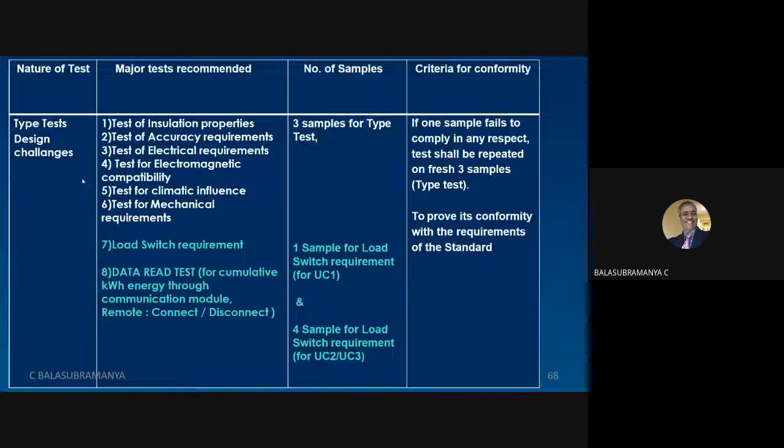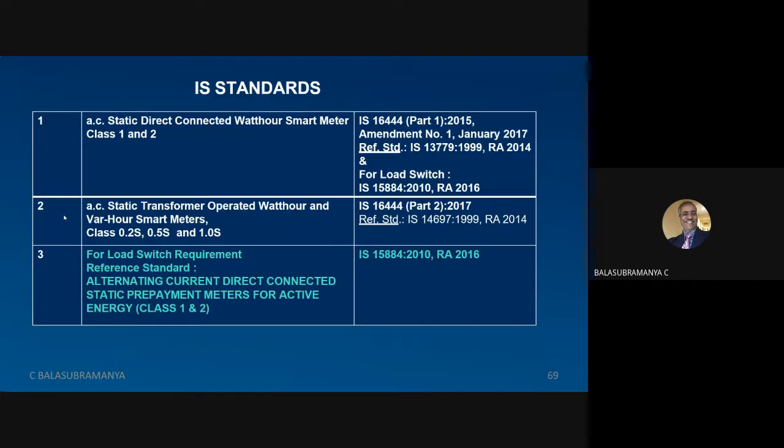Don't worry about it. So what are all the main tests that are done for the smart meter? For example, insulation, accuracy requirement, electrical requirement, electromagnetic compatibility, climatic influences, mechanical requirements. These are some of the tests which are done. We will just see the standard, which we have already discussed. 16444 is the standard, and 13779 is the digital meter standard. And for load switch, 15884, 2010 version, read in association with 2016. So that is how the standards are being talked about.